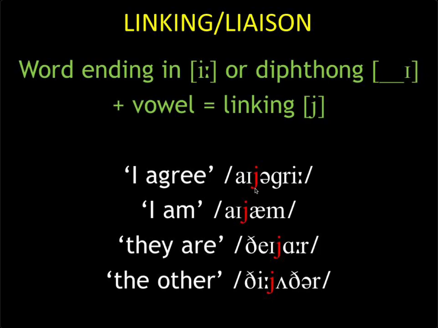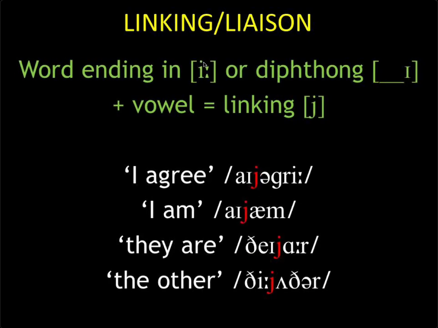I agree. In slow motion, it's as if you're saying "I-y-agree." If you want to connect, it's inevitable to do this Y because you're coming from E to another vowel. You've got to do this linking. I agree. I am. It's very common to hear people say "I-y-am" instead of I am. Instead of they are, "they-y-are." Instead of the other, "the-y-other." So this is the first type of linking or liaison.